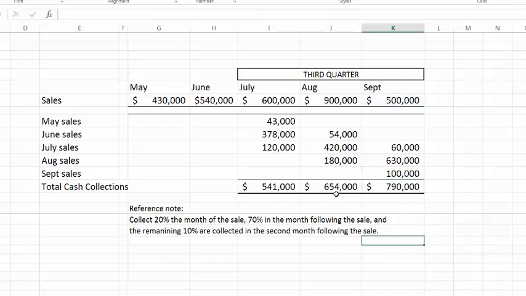So here are my dollar amounts for each month. And notice you have kind of this stair step going down for your sales. And notice it's always 20, 70, 10. So I should only have 3 numbers for each month. And so you see how May sales, June sales, July sales, August sales, and September sales. So I do these to kind of keep me in line so I know what I'm doing.